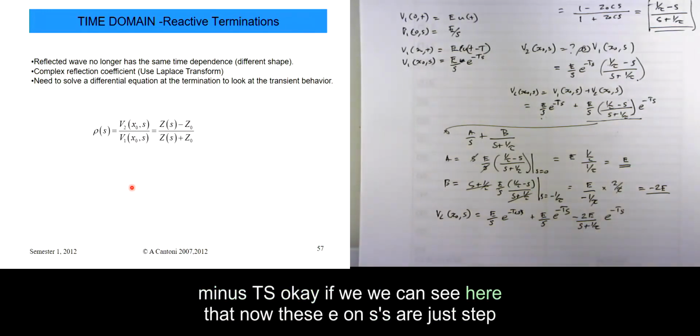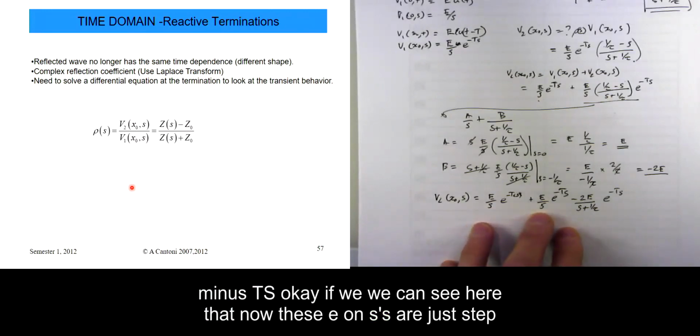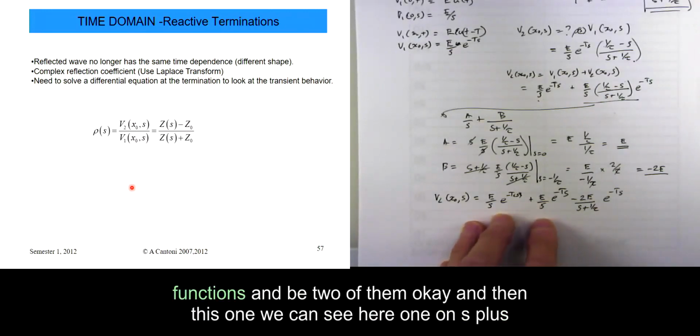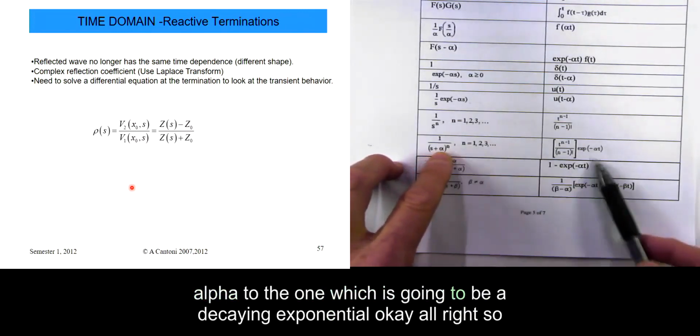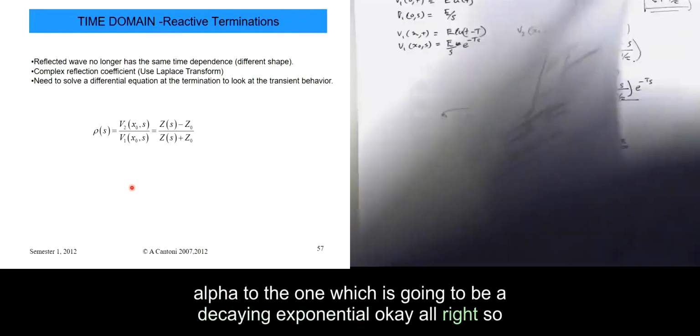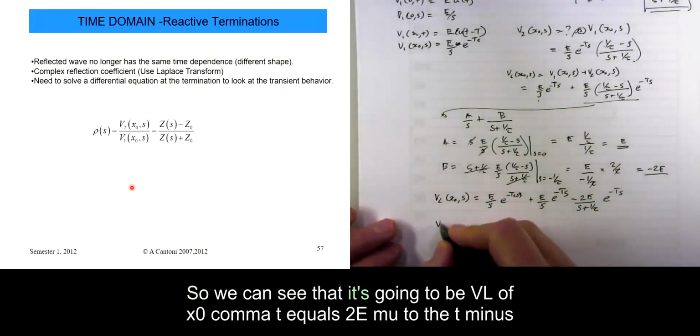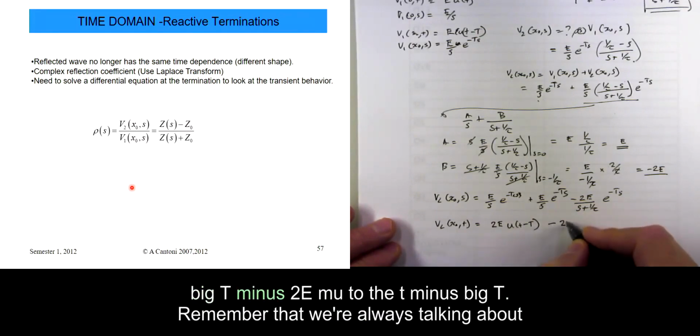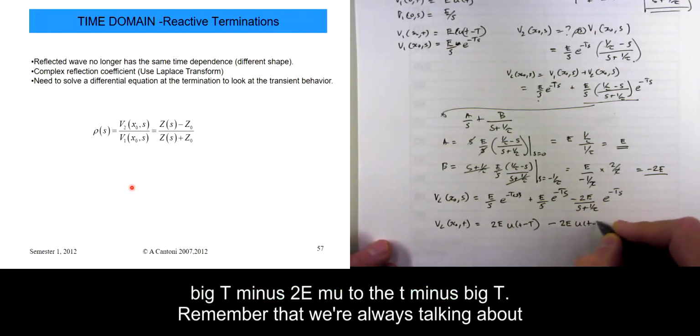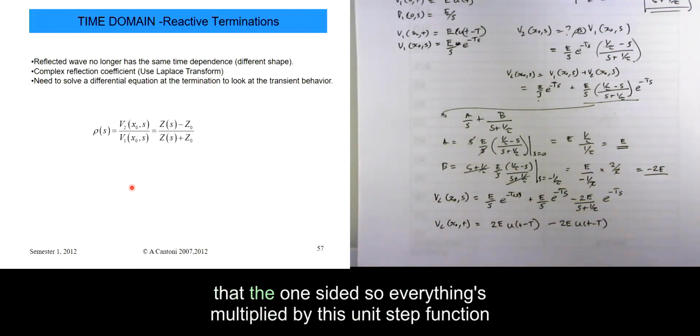Okay, if we can see here that these E on S's are just step functions, and there'll be 2 of them. And then this one, 1 on S plus alpha to the 1, is just going to be a decaying exponential. Okay, so we can see that it's going to be VL of x naught comma t equals 2e u to the t minus big T minus 2e u to the t minus big T. Remember that we're always talking about the one-sided, so everything's multiplied by this unit step function.